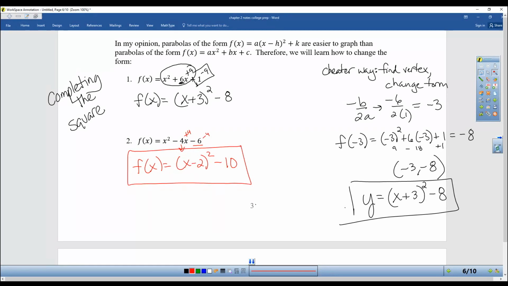Okay. Cut the b in half. When you square the number that you get, negative 2 squared is 4, you take the opposite and you put it with the last number, minus 10. It's a trick. It has value if you understand why it works. But I will take either method. I just want the answer. So that's how you would get parabolas from this form into this form, either way.